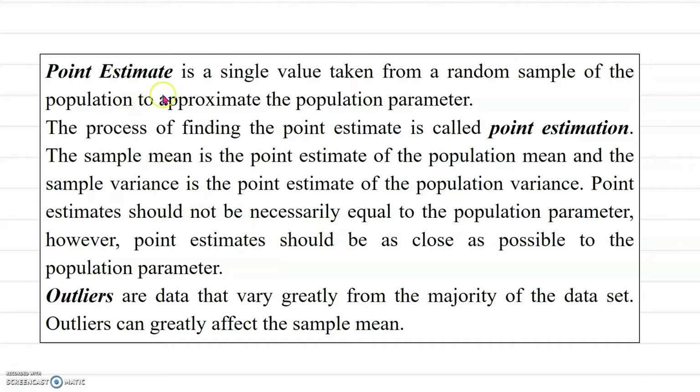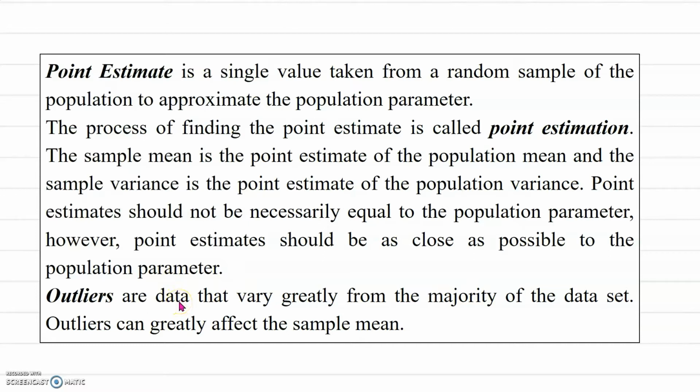A point estimate is a single value taken from the random sample of the population to approximate the population parameter. The process of finding the point estimate is called point estimation. The sample mean is the point estimate of the population mean, and the sample variance is the point estimate of the population variance. Point estimates are not necessarily equal to the population parameter. However, point estimates should be as close as possible to the population parameter.